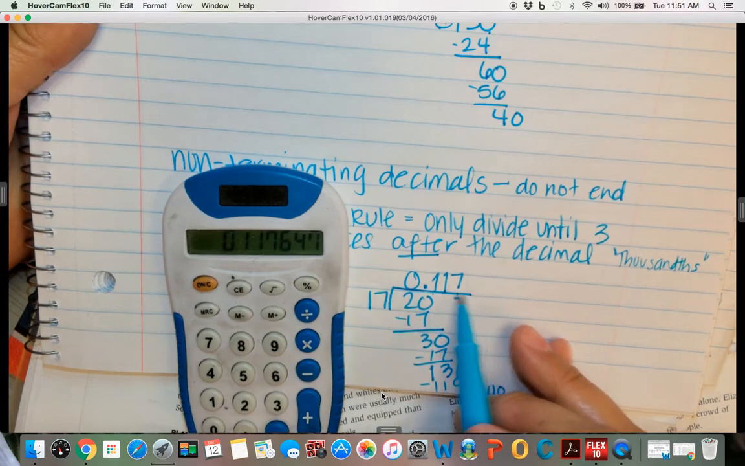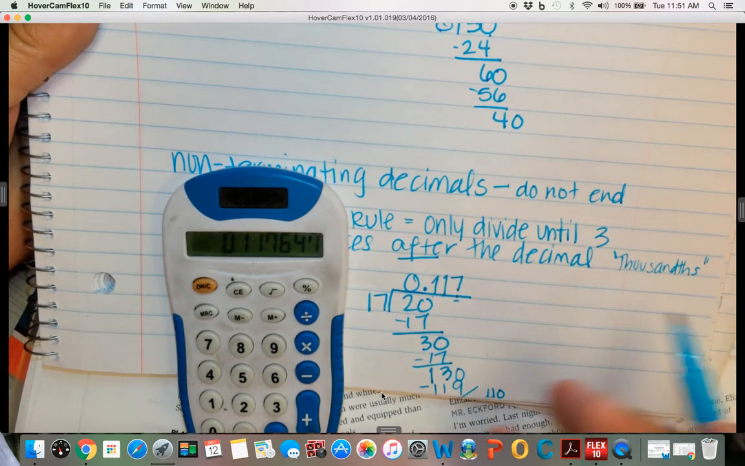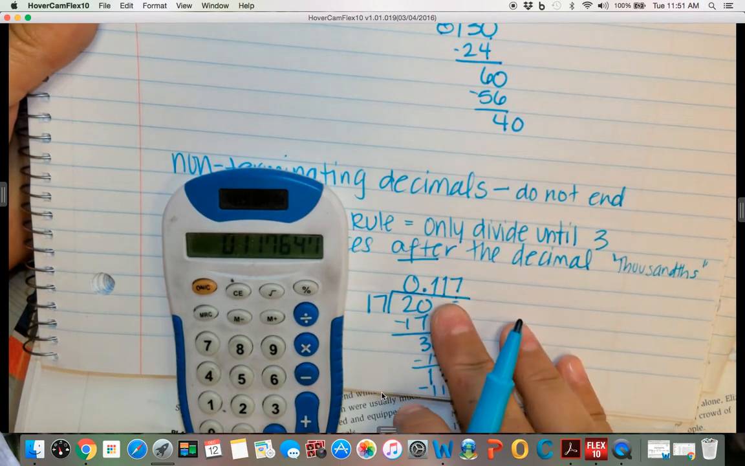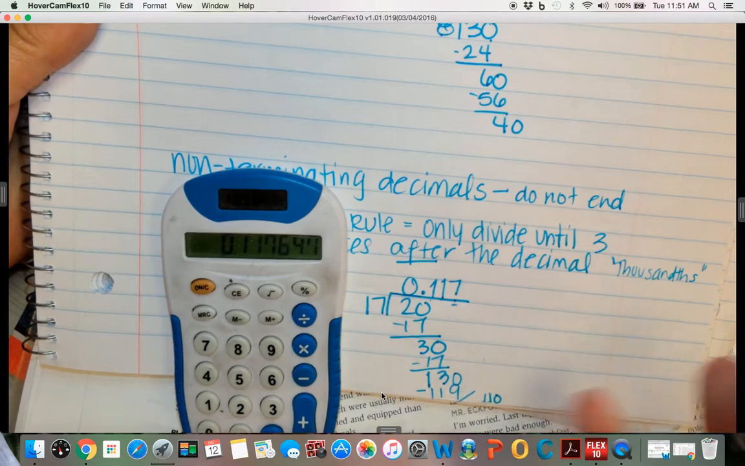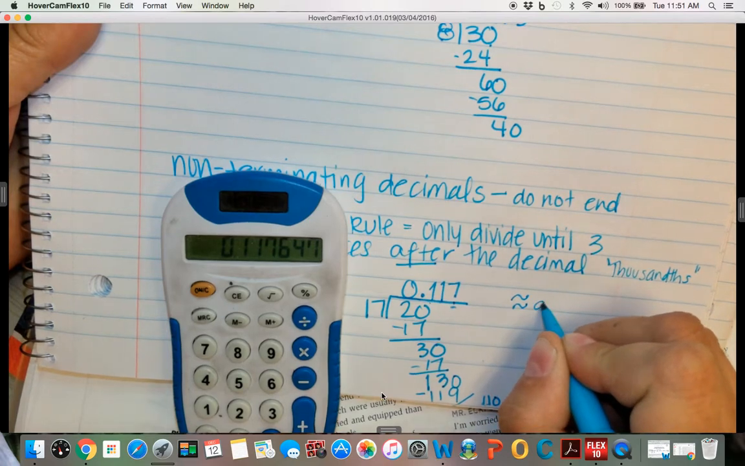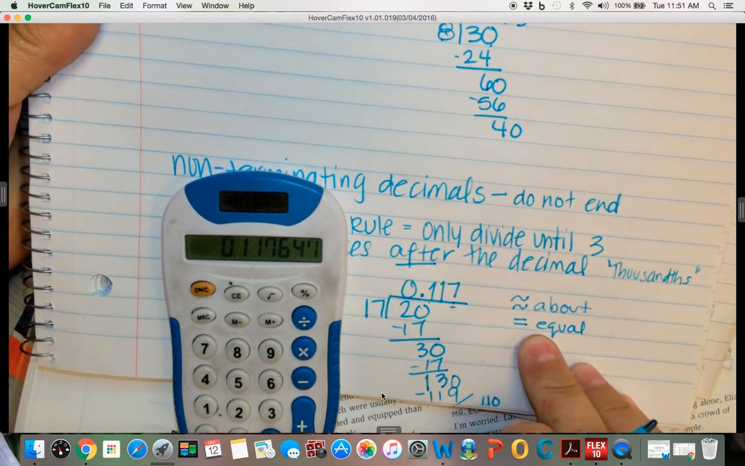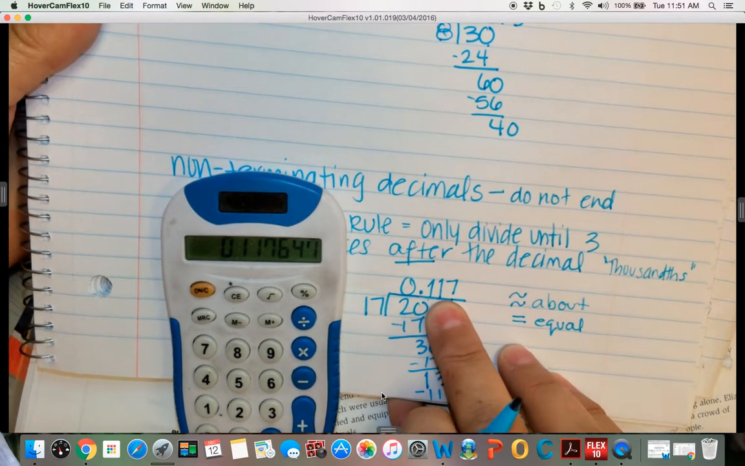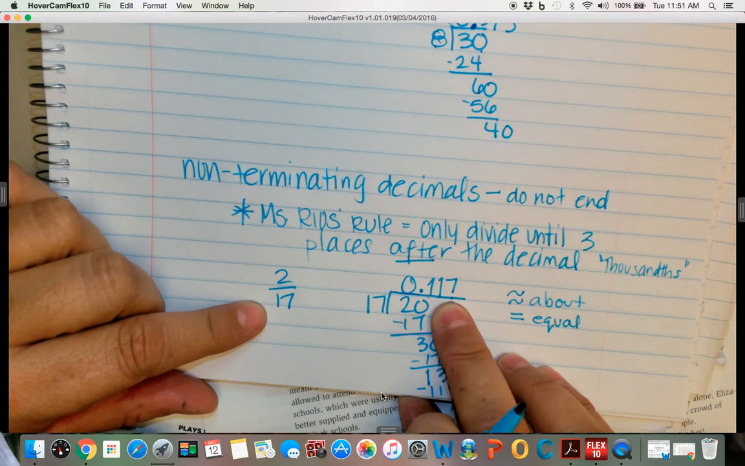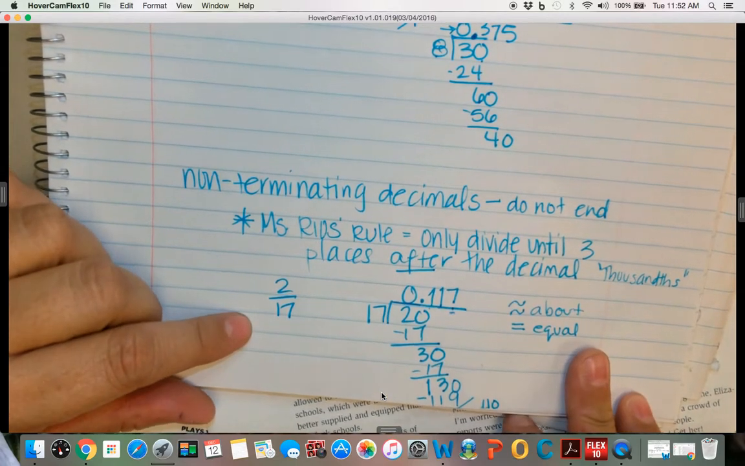Obviously there's a 6 here. That 6 would bump the 7 up to 8 if I were to round. But we're talking about decimals, and once you get past the thousandths, you're talking about less than a penny. So we round. If we're going to write about, we use these little signs. This means about. If I use equals, I mean equal, and equal has to be exact. So 2 17ths is about 117 thousandths, give or take a few. Okay, so that was our notes for today.